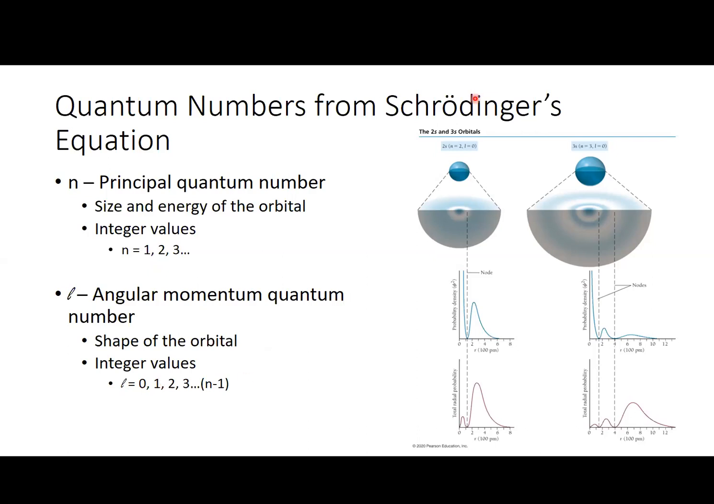And so here, when n has a value of 2 and L has a value of 0, that describes this kind of shape. When n has a value of 3 and L has a value of 0, that describes the same shape, but a little bit bigger. These are what we call the S-shaped orbitals, and we'll get to shapes of orbitals and names in a minute.